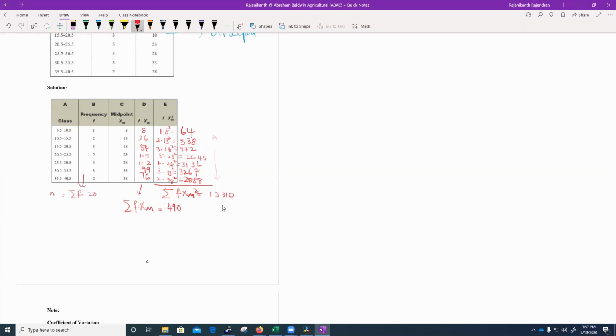The number of total data values is given as 20. Okay, I have all three numbers, then I use the formula. So the sample standard deviation and variance formulas are there.